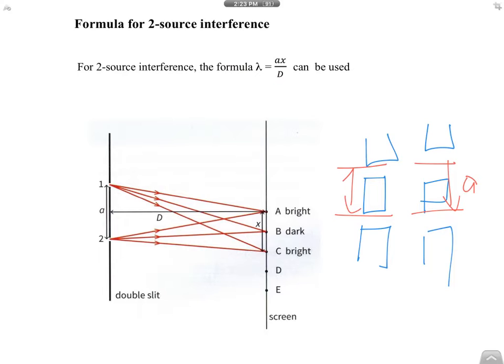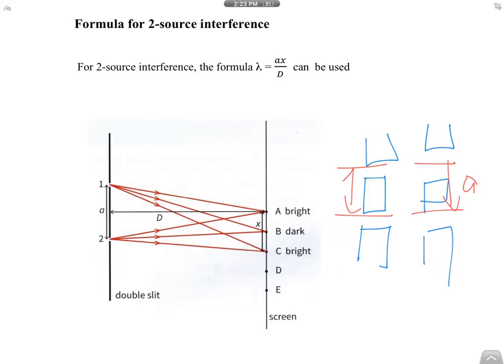So you can use this whenever it's only for two source interference. Don't use it for other cases. Now there's also another thing that you need to know regarding this formula: whenever the X increases or decreases, it can potentially affect the brightness of the bright fringe. So what will happen?